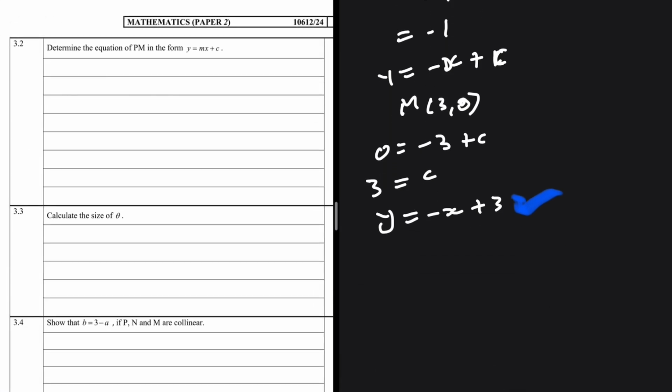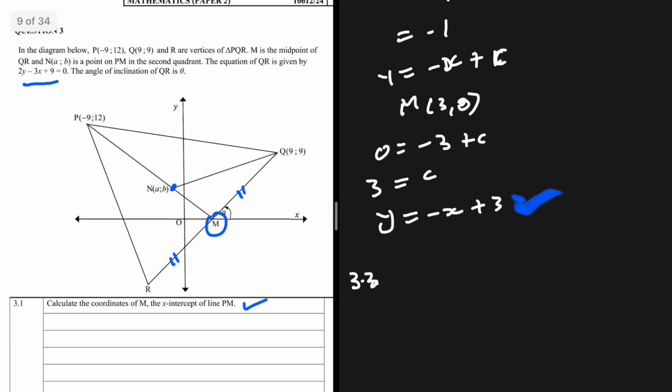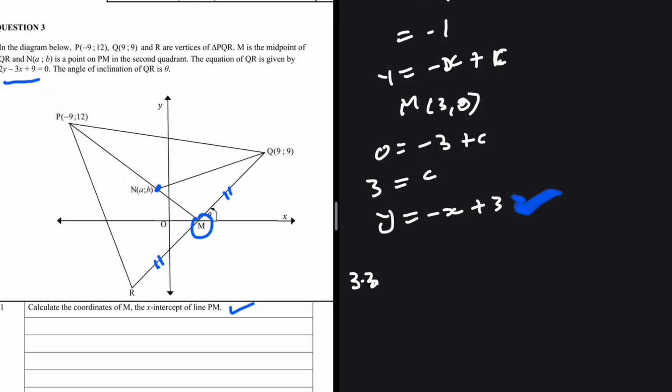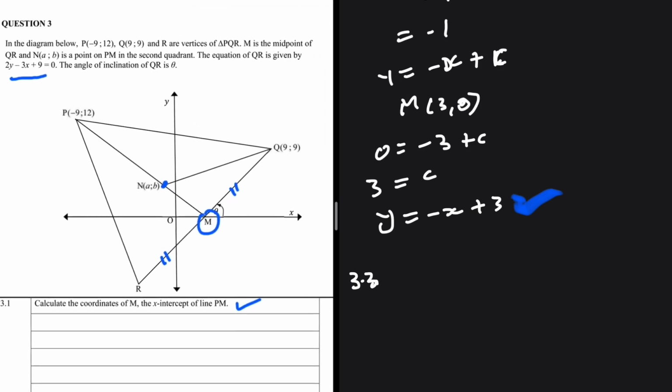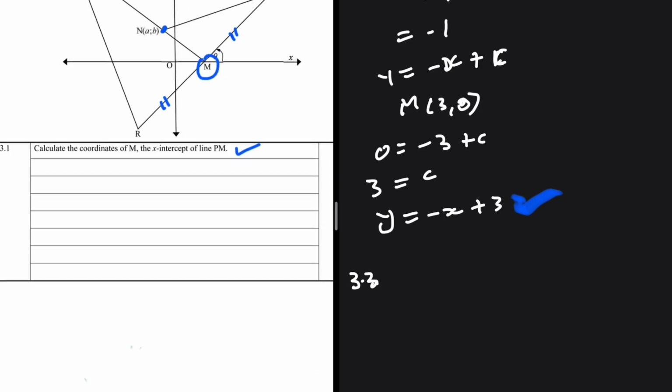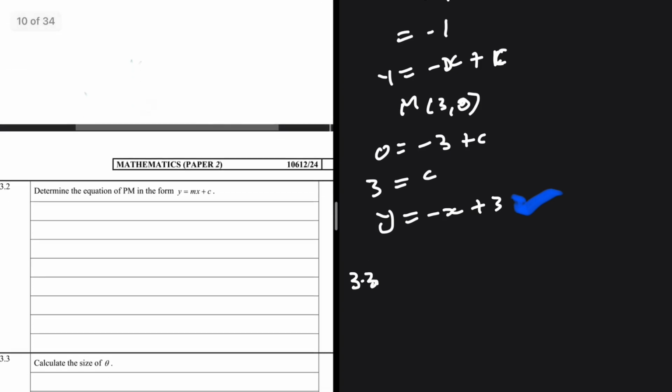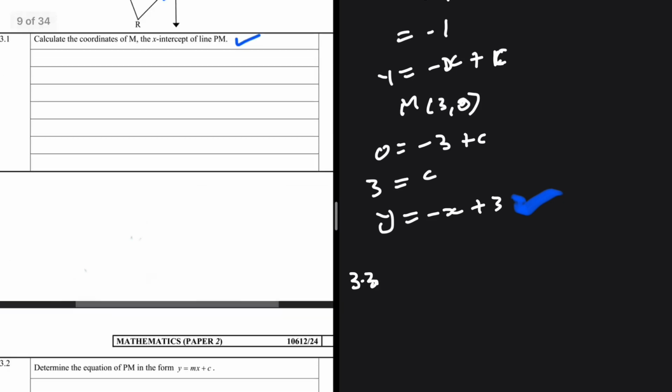But in the first three questions, really, they shouldn't give us any issues. 3.3, calculate the size of theta. So theta is the inclination of QR that is given to us in the information. Do we have the equation to QR?